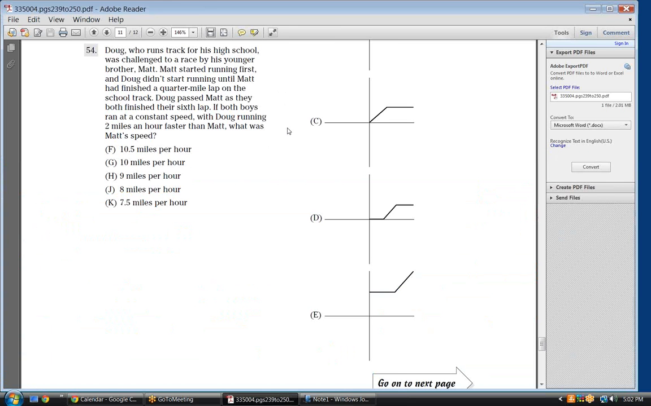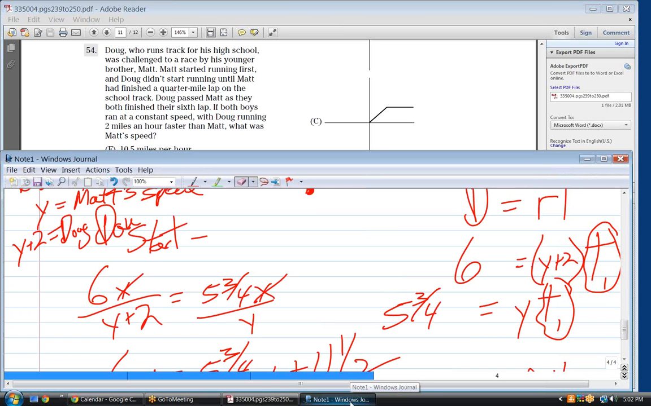Okay. I was just thinking 6 laps is what, 1.5? Oh, so you're saying that the entire track is a quarter mile. Yeah, 1 loop. And Matt has gone around once. All right, so that would change things. It means that he only has to go 5 and he has to go 6.